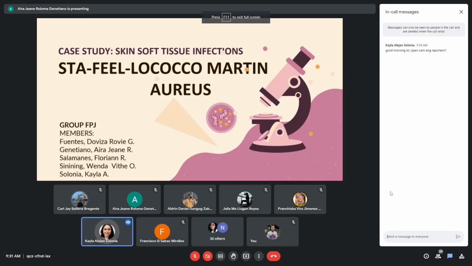We are the first reporter for today, the group of FPJ, with our case study about skin soft tissue infection entitled the Staphylococcus aureus. So let's start.